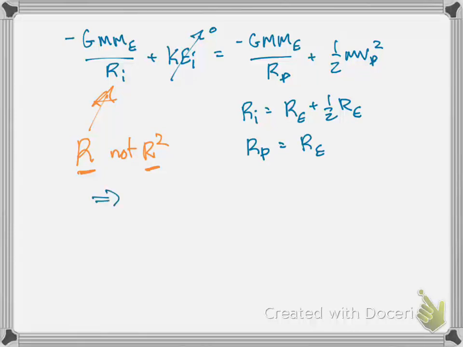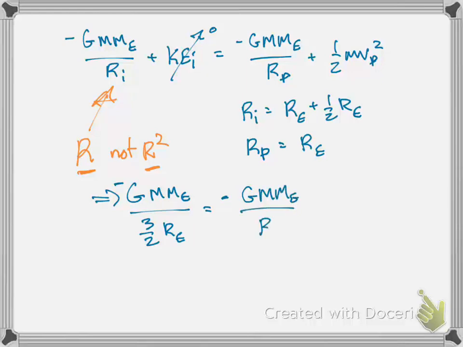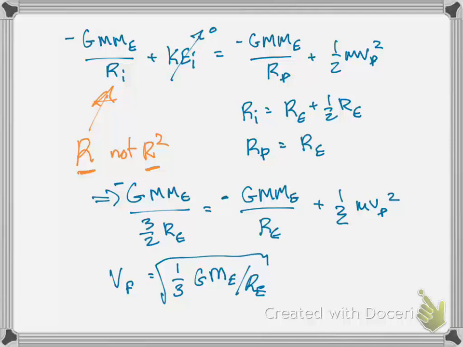And so therefore it's a plug-in: minus GMME over 3/2 Re is equal to, whoops, there's a minus sign, minus GMME over Re plus 1/2 m v final squared. So solving for v, we get the square root of 1/3 GME over Re. Yeah, it's just a regular energy conservation problem. We could plug in numbers, right? It's independent of the mass of the falling thing, just like it's always been. We could plug in numbers and figure out what that velocity would be.